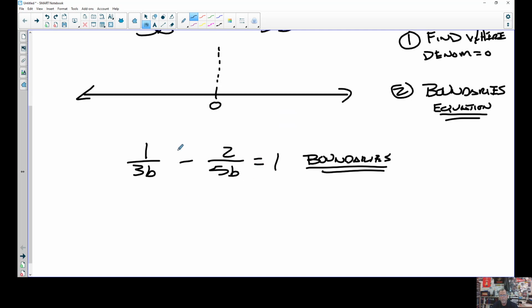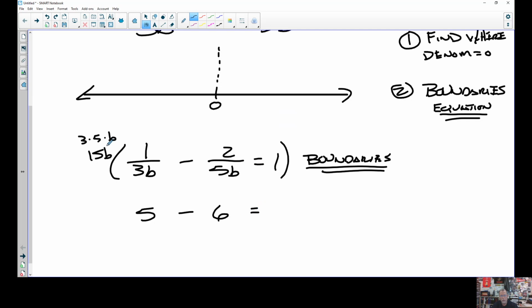All right. So the least common multiple here looks like 15b. So I am going to multiply by 15b. And when I do that, I'm thinking of it as 3 times 5 times b. The 3 and the b would cancel here, leaving me 5 times the 1 that's there. Minus here, the 5 and the b cancel, leaving me 3 times 2, or 6.